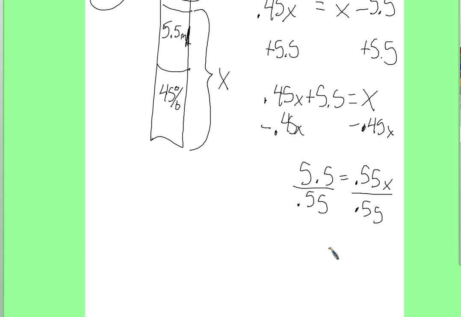Okay, so 5.5, this is 10 times bigger than that number there, isn't it? Yep. And multiply that by 10, and that's 10 times bigger. So we should get 10. Am I right? Yep. 10 is x. 10 milliliters. Great.